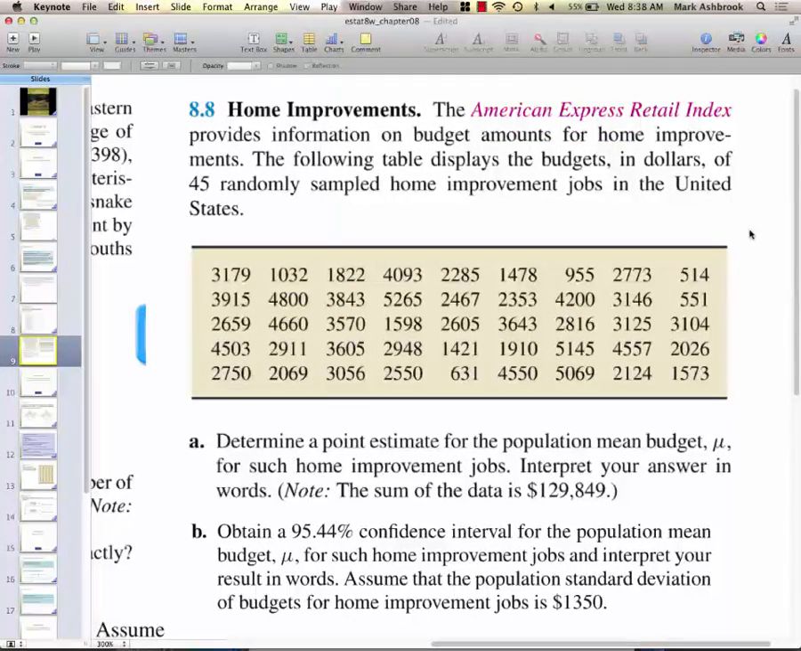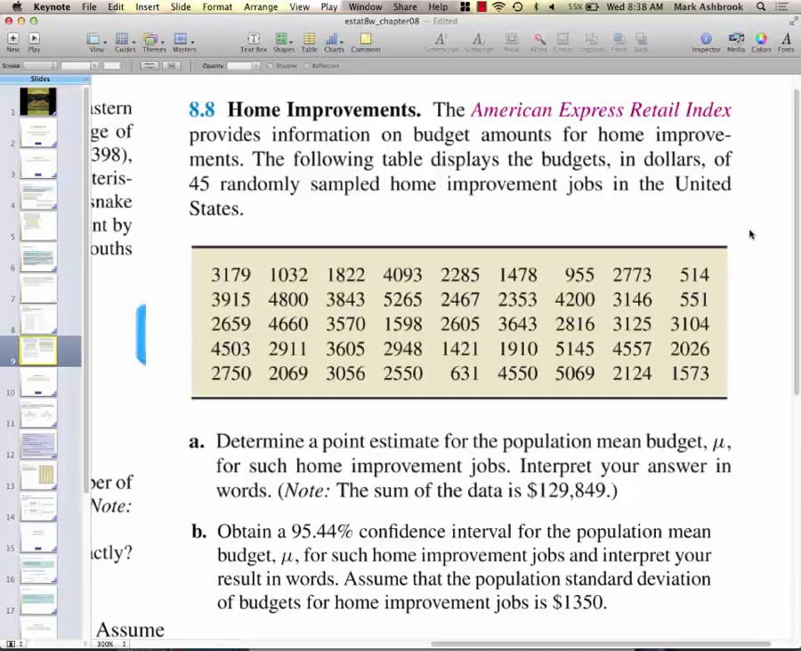All right, so we've got home improvements. This is the budgets of 45 randomly sampled home improvement jobs, in dollars. Okay, so they took 45 randomly sampled home improvement jobs, and here was the amount that they spent on their home improvement job.